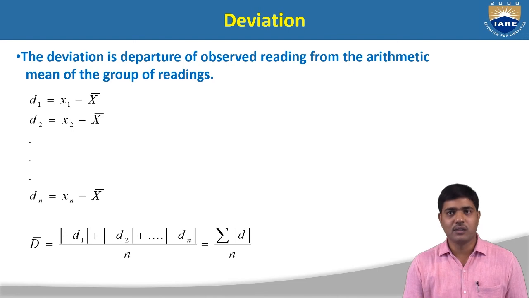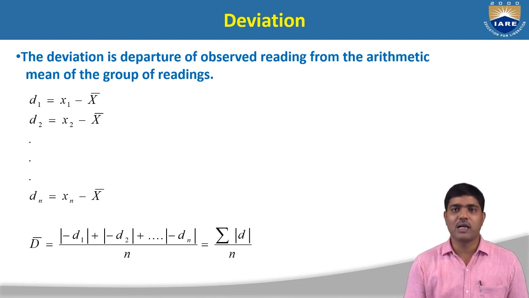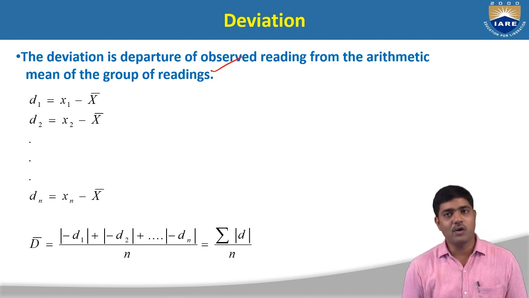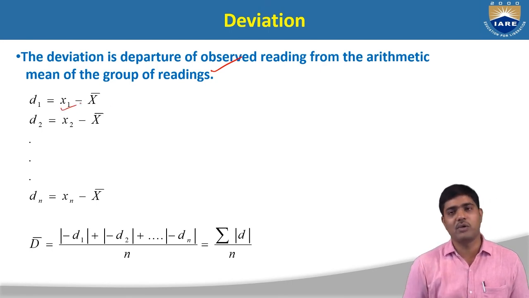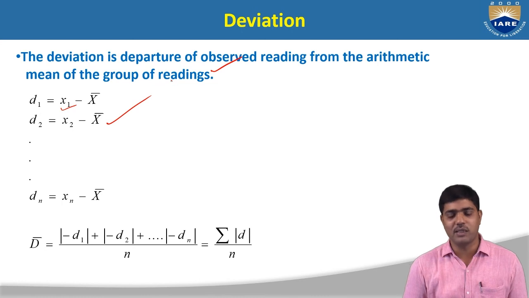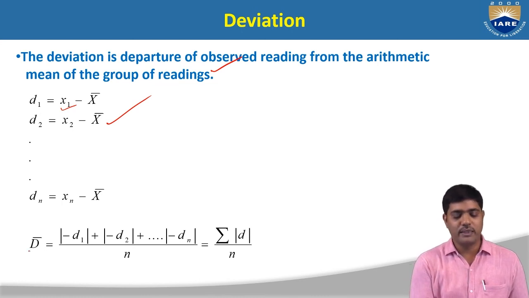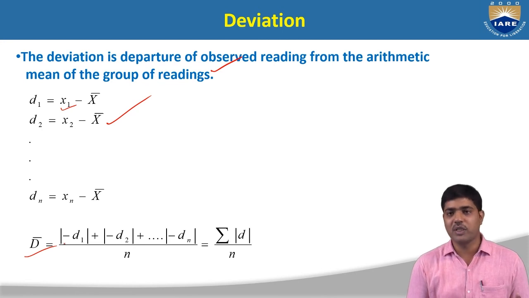Then what is the deviation? It is the departure of an observed reading from the arithmetic mean of the group of readings. You have taken the value x1 and you have the arithmetic mean already calculated, that is the summation of all the values divided by the total number of readings. How much deviation takes place from that mean value, that we call the deviation. So d1 is the deviation of the first variable x1, that is x1 minus x bar, and the deviation of the second variable is x2 minus x bar. Similarly, the mean deviation is given by d bar equal to the summation of all the deviations divided by the number of variables. So this will give you the deviation.